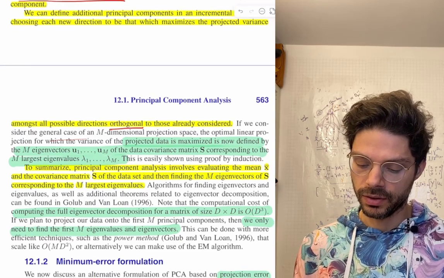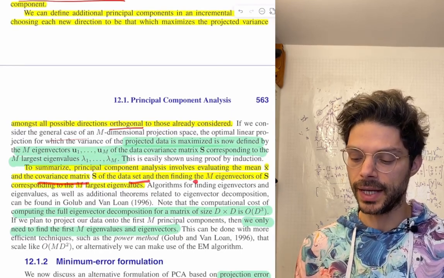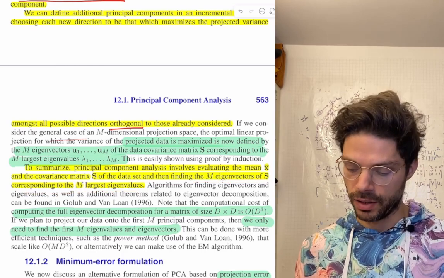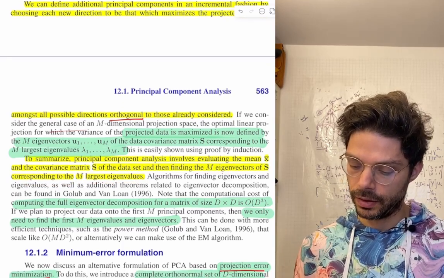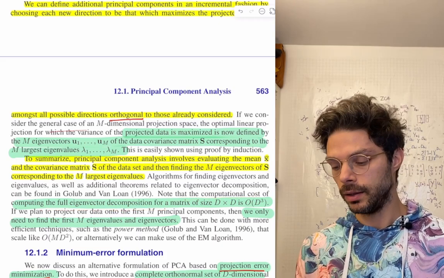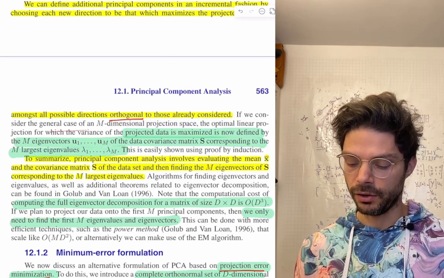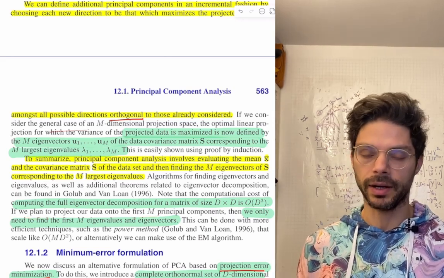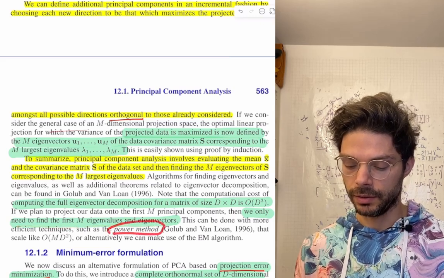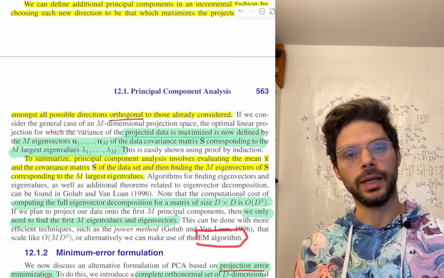So to summarize, principal component analysis involves evaluating the mean and the covariance matrix S of the data set, and then finding the m eigenvectors of S corresponding to the m largest eigenvalues. There's various ways of doing this. The computational cost of computing the full eigenvector decomposition for a matrix of size d by d is O(d cubed). If we plan to project our data onto the first m principal components, you might not care about getting all d of them. We need to find the first m eigenvalues and eigenvectors, and you can do this with something called the power method, or we can use the expectation maximization algorithm, which we will see later.